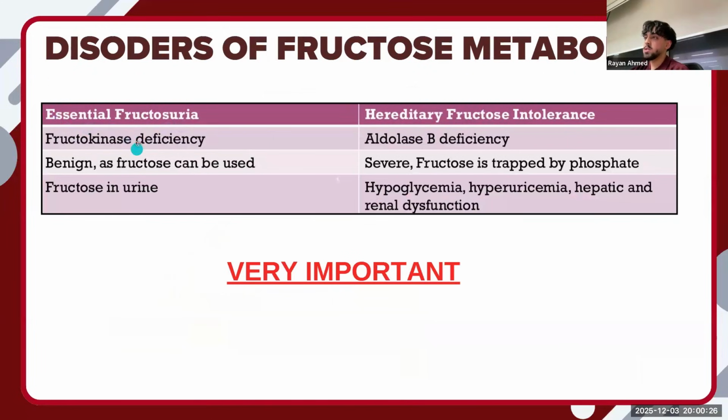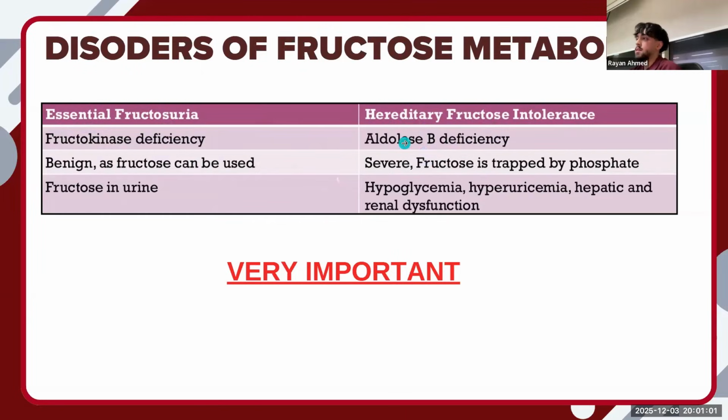Essential fructosuria, which is the fructokinase deficiency, is known as fructose can be used, and fructose in urine. This is so important because they're going to give you this as a hint in the exam question. They're going to say this person came to you presented with this, that, but then they're also going to say that fructose in urine was seen. This will lead you to essential fructosuria, right? You won't see that in hereditary fructose intolerance. That's how you can differentiate between this and that.